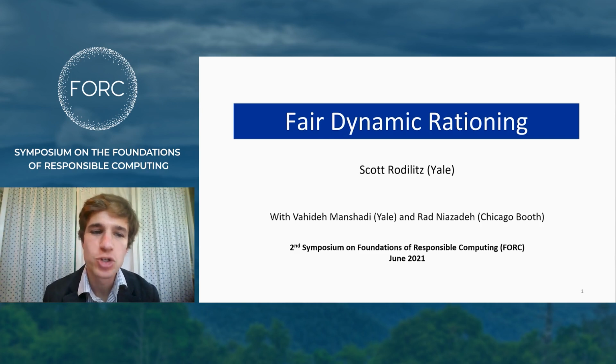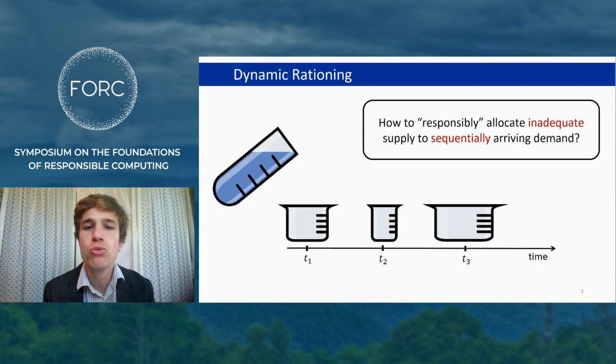I'm going to be presenting on some joint work with Vahideh Manshadi and Niazadeh called Fair Dynamic Rationing. Our goal in this work is to shed light on how to responsibly allocate inadequate supply to sequentially arriving demand. This is a general class of allocation problems that arise in a variety of contexts, and we think our work can be applied in a lot of different settings.